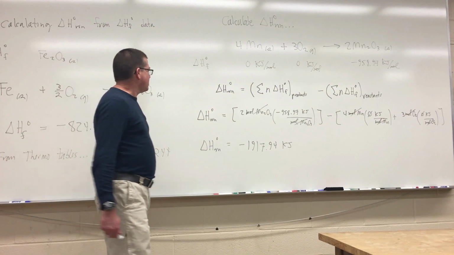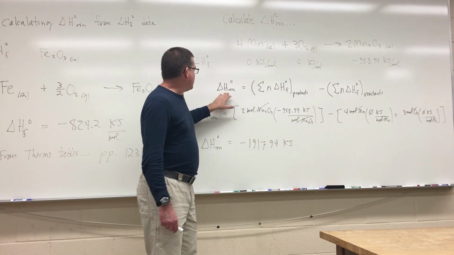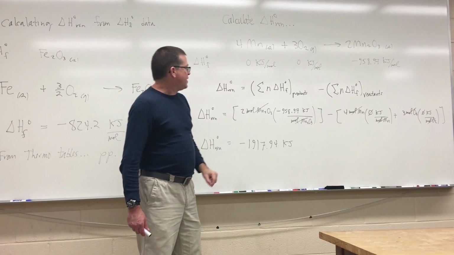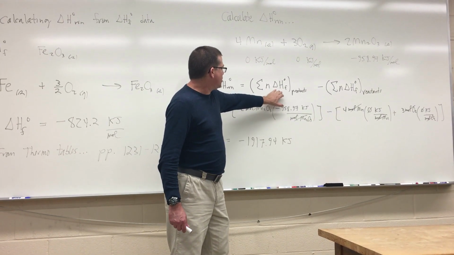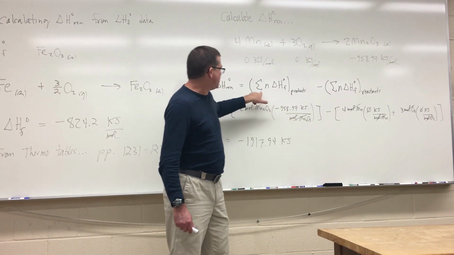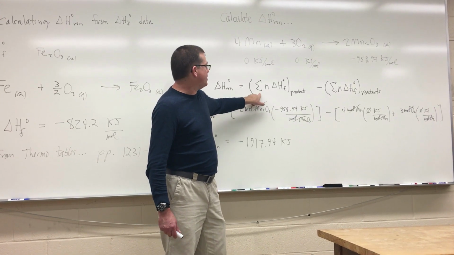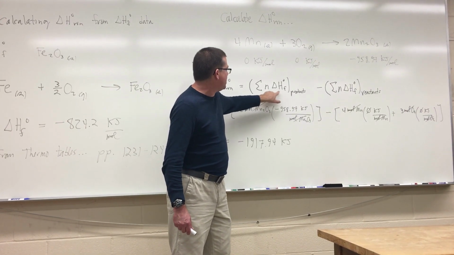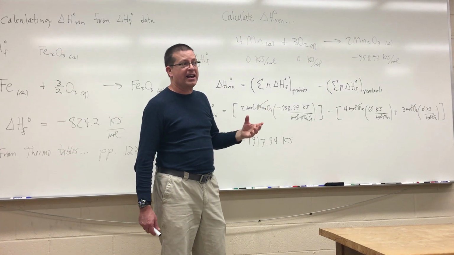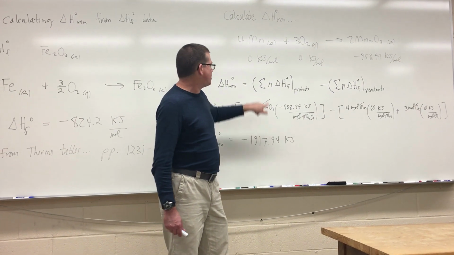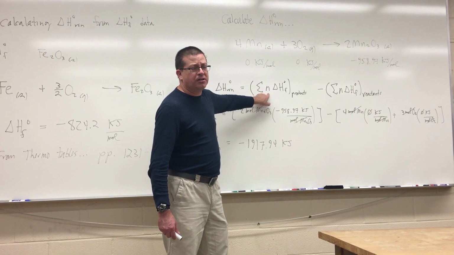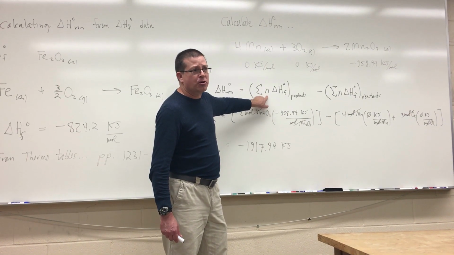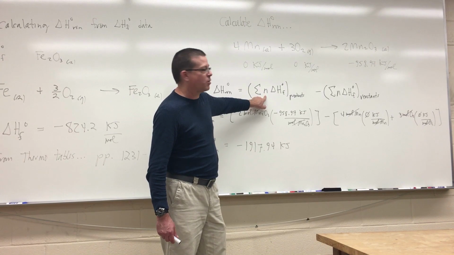All right? So if I want to calculate a delta H of reaction standard state, that's going to be the summation of n times the delta H of formation of all the products. So this is a summation sign. It means I'm going to sum up all of the delta H formations for all the products that I have, and each one is going to have its stoichiometric coefficient in front of it. So n corresponds to the coefficient of that particular compound as it shows up in the equation.